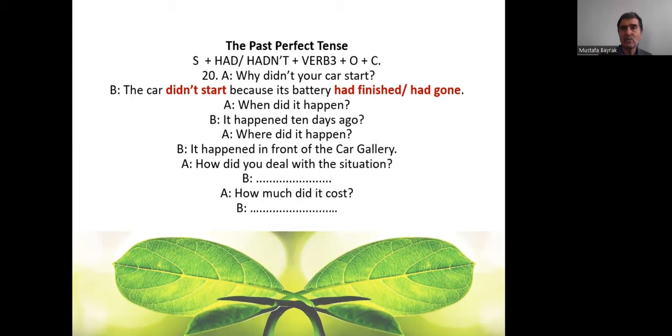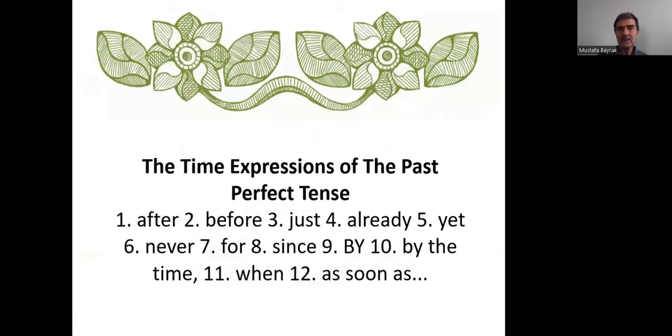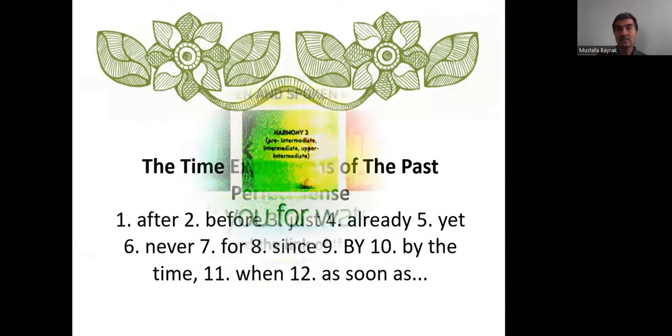Okay. So we use this past perfect tense once and we explain it with one or more simple past tense sentences, okay? And the expressions of the past perfect tense: we need after, before, just, already, yet, never, for, since, by the time, when, as soon as, till, until. We need those expressions in past perfect tense, as you have seen so far.